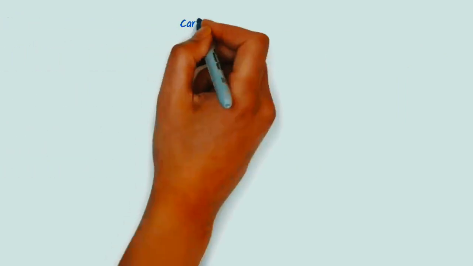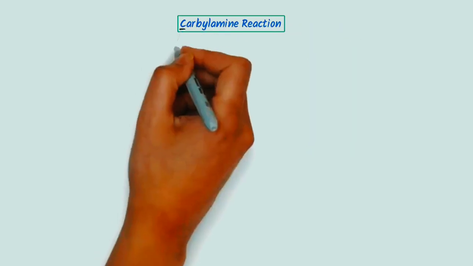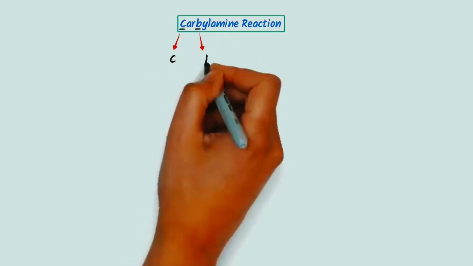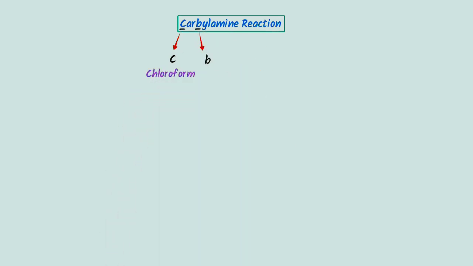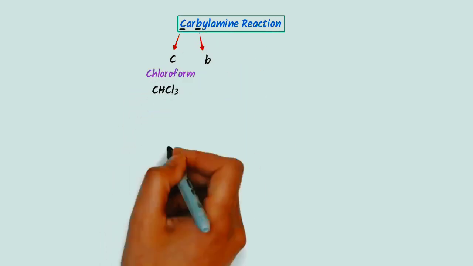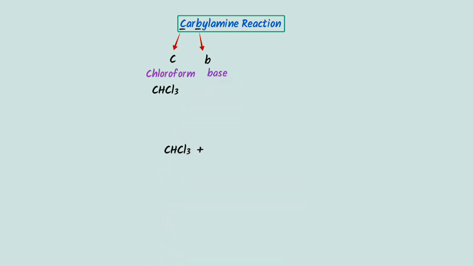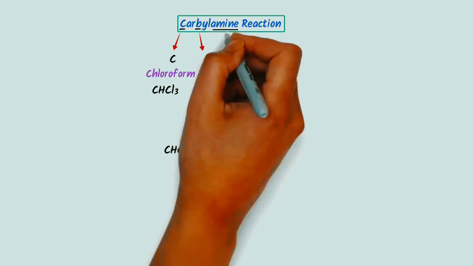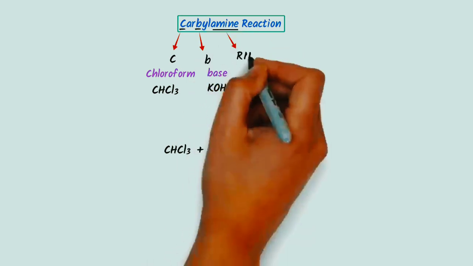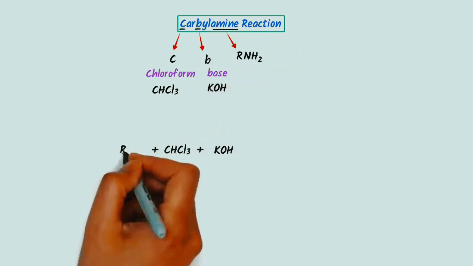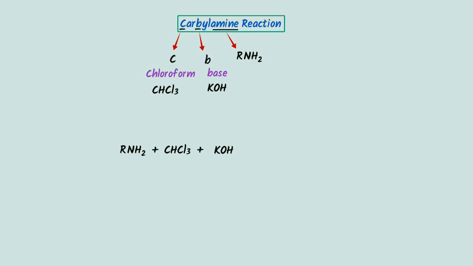Now let me teach you the carbylamine reaction. Well, in carbylamine, I select C and B. This C stands for chloroform. Its formula is CHCl3. This B stands for base like potassium hydroxide. Secondly, I select amine. The formula of amine is RNH2. So these are the reactants of this reaction.